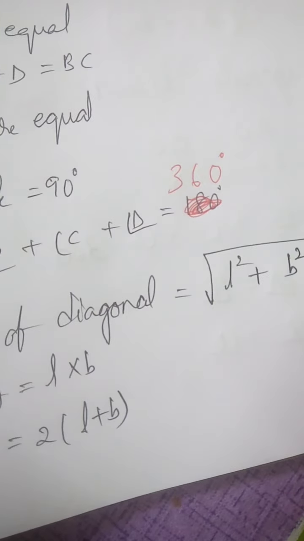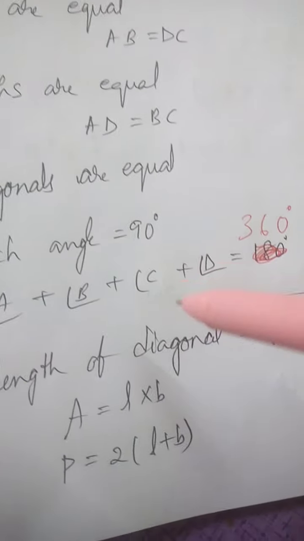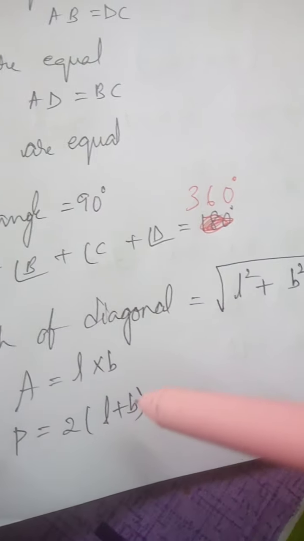Length of the diagonal is under root L square plus B square. Area of a rectangle is length into breadth, perimeter is 2 into L plus B.